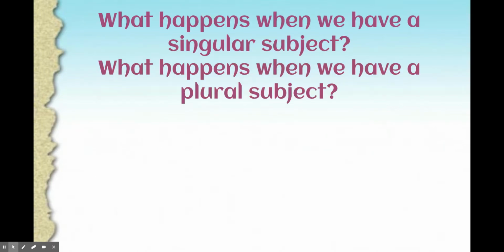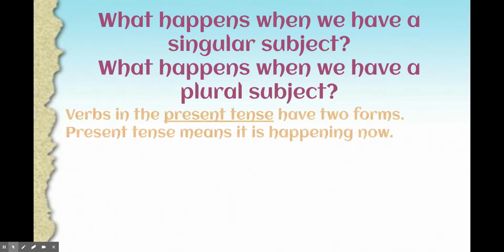So, what happens when we have a singular subject? What happens when we have a plural subject? We have been talking about this all week, so I hope that you are starting to understand what does happen. So, verbs in the present tense have two forms. Present tense means that it is happening now.